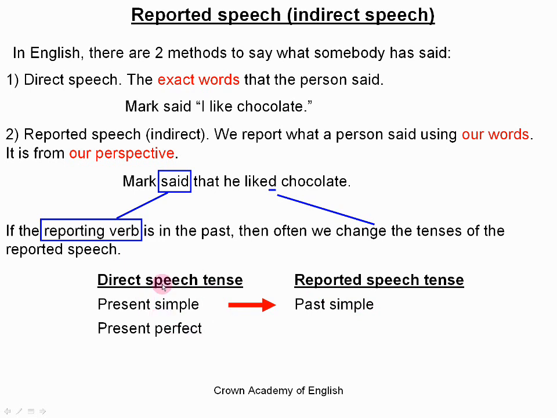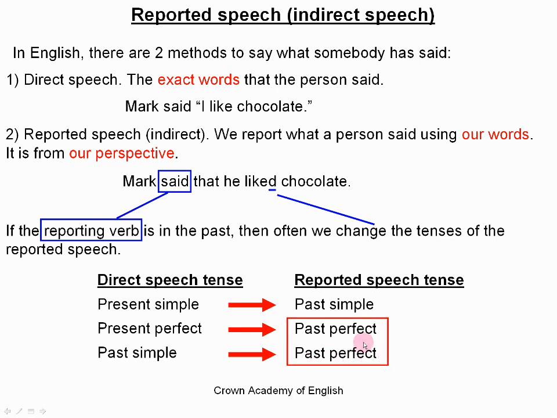And if the direct speech tense is the present perfect, then in reported speech it is the past perfect. And if the direct speech is the past simple, then the reported speech is also the past perfect. So these two rules here, we are now going to look at them in more detail. I'm going to give you some examples.